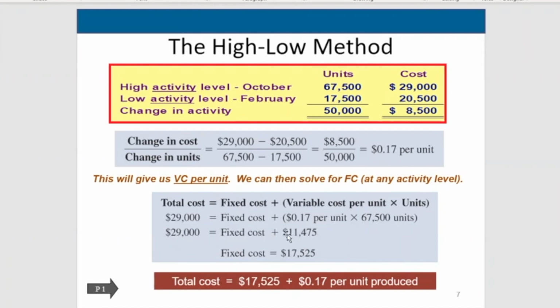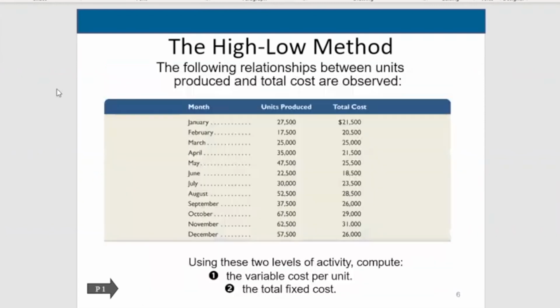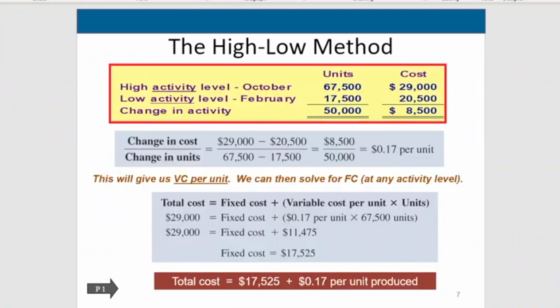these are our variable costs for the month of October. This is my total cost for the month of October. So our fixed cost must be 17,525. So I know every month my fixed cost is 17,525. I know that of these numbers, 17,525 is embedded here as a fixed cost. The rest is variable. So pretty neat, huh?